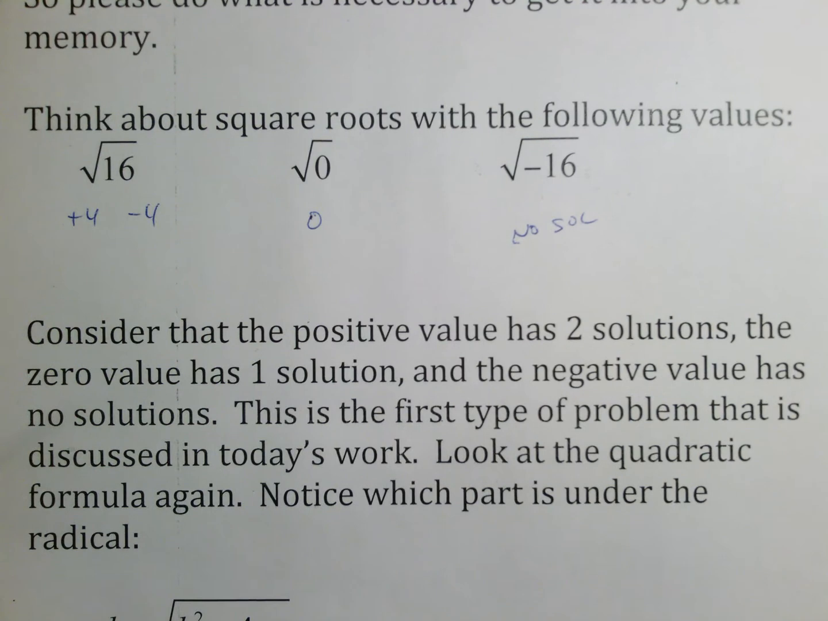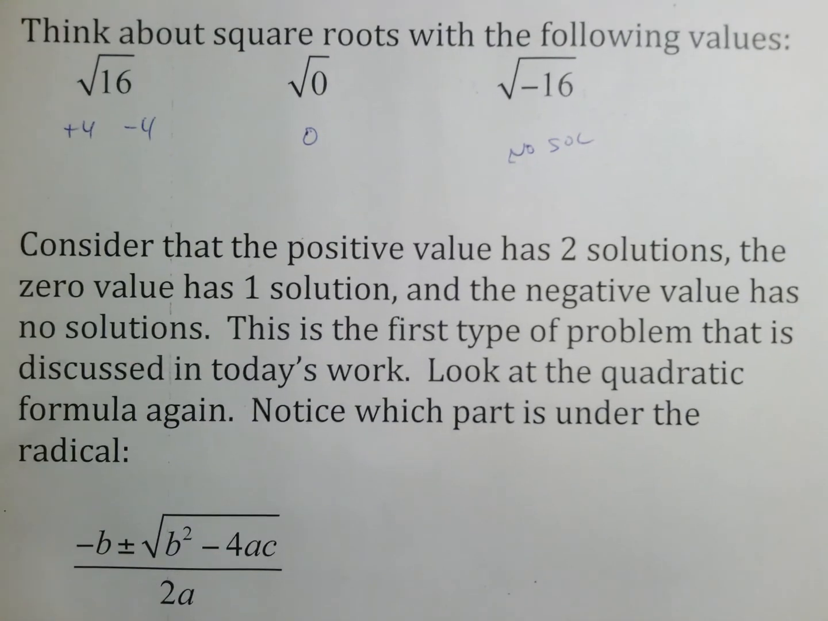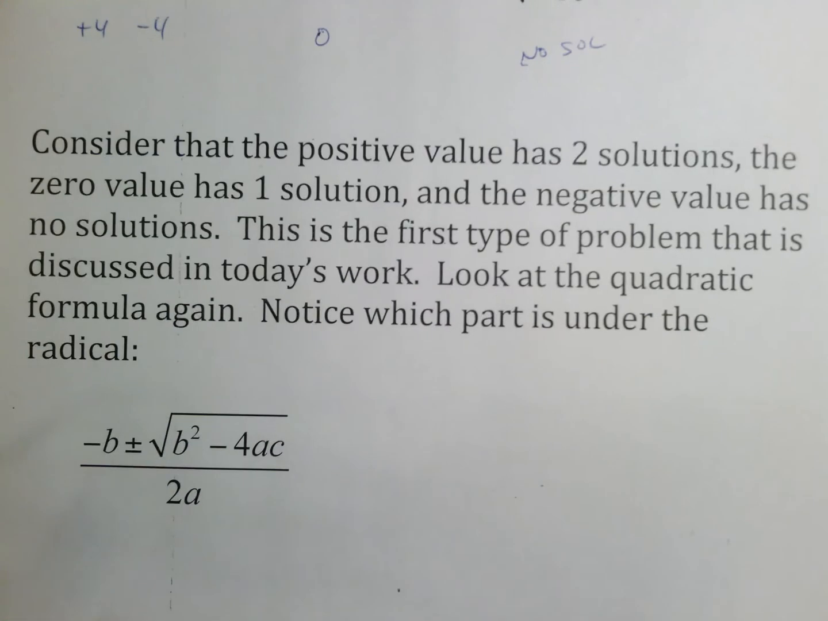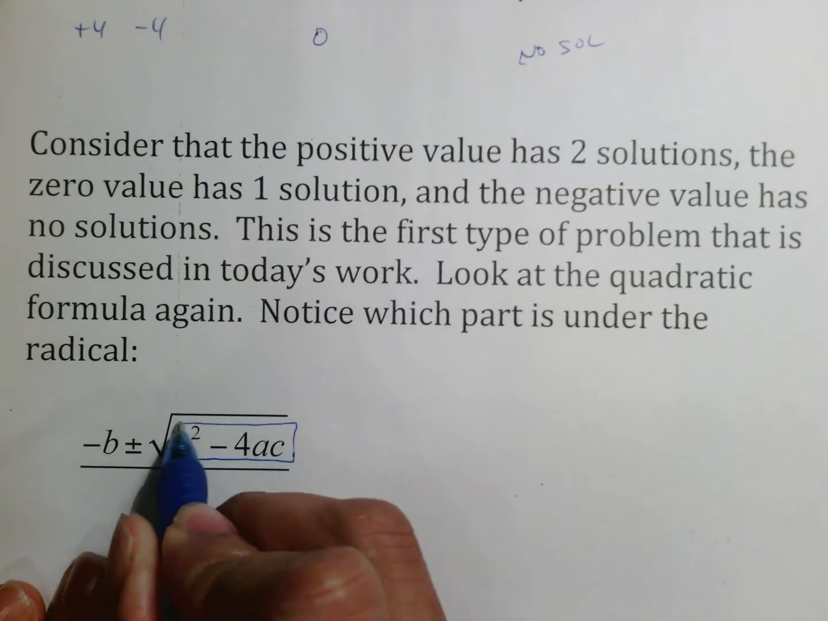This is the first type of problem that is discussed in today's work. So look at the quadratic formula again and notice the part that is under the radical. That is why I had you evaluate b squared minus 4ac.